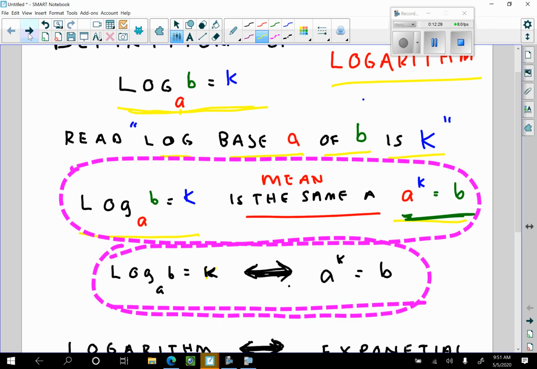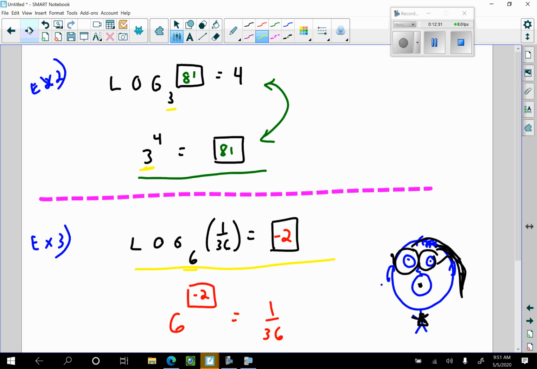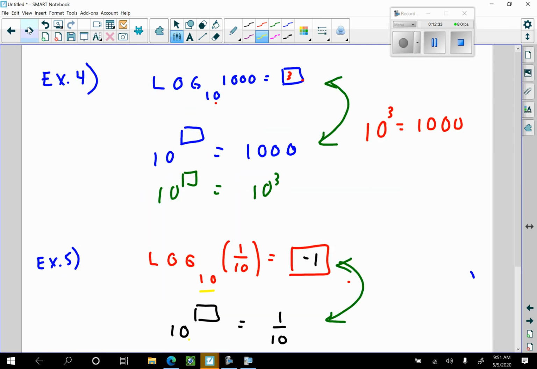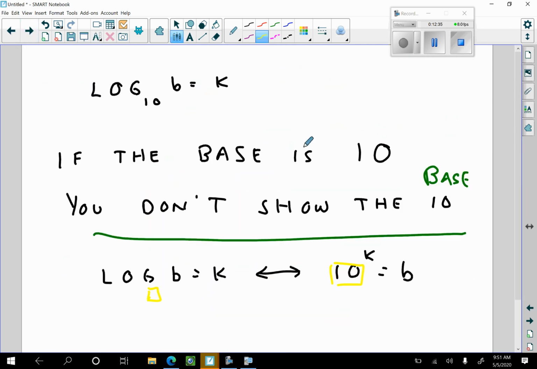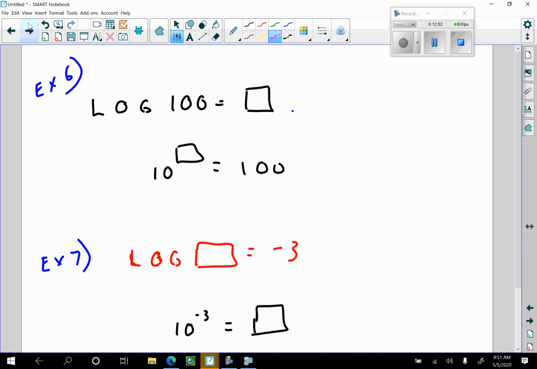Okay, let's go back to where we were. And I think I have a couple more properties. So if the base is 10, you don't write the base. You're just going to write it like this. And we need to realize that that means log base 10. That means 10 to the k is equal to b. Alrighty? And you can do that with your graphing calculator.